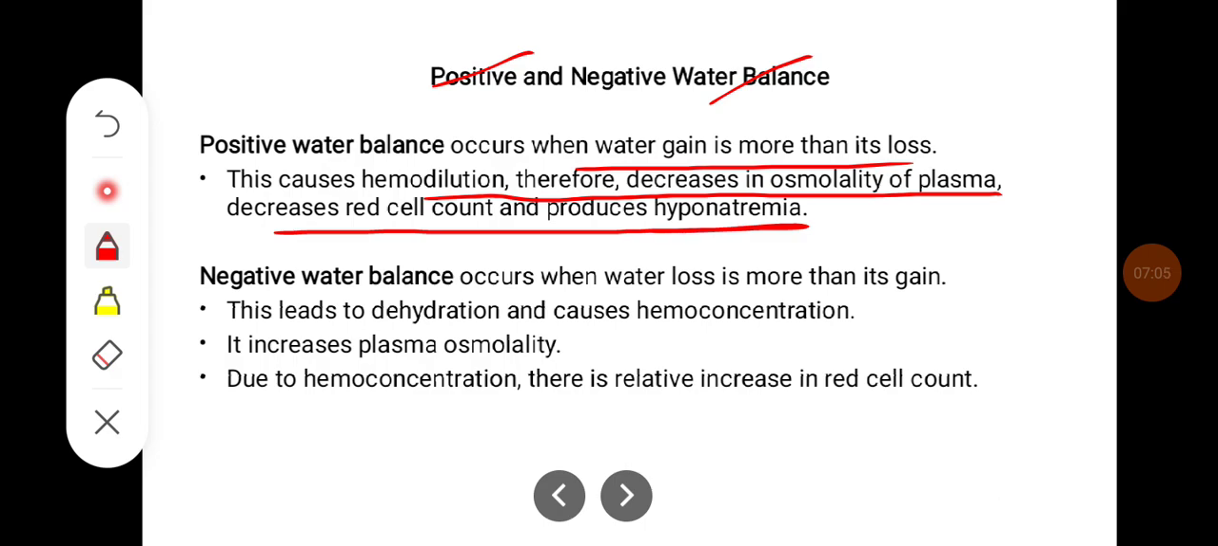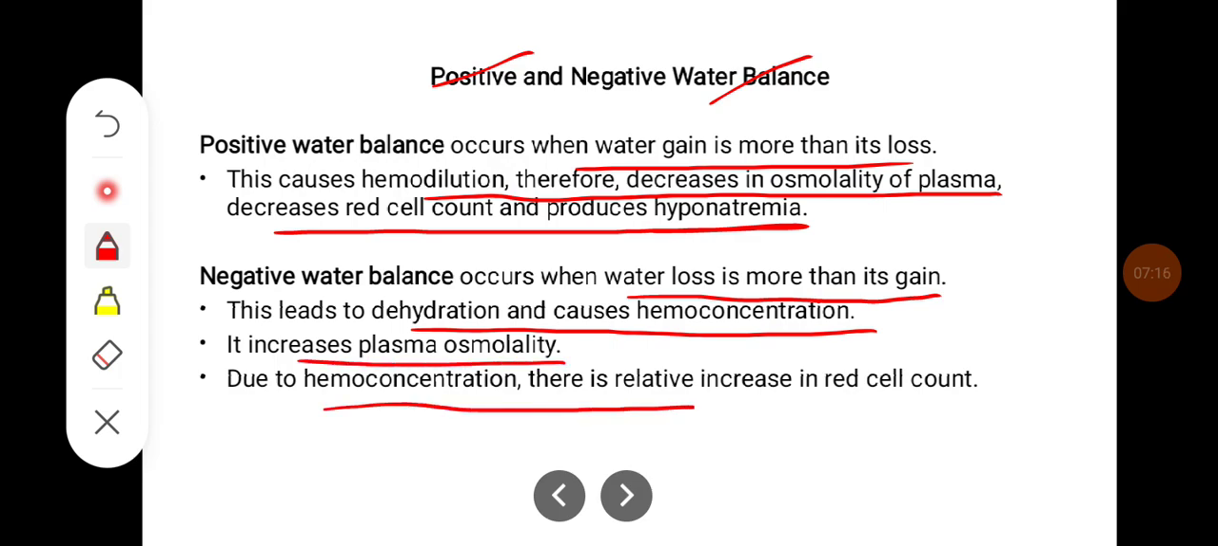Negative water balance occurs when water loss is more than its gain. This leads to dehydration and causes hemoconcentration. It increases plasma osmolality. Due to hemoconcentration, there is a relative increase in RBC count.